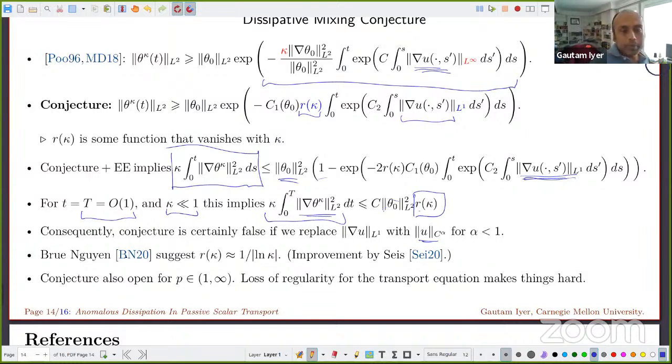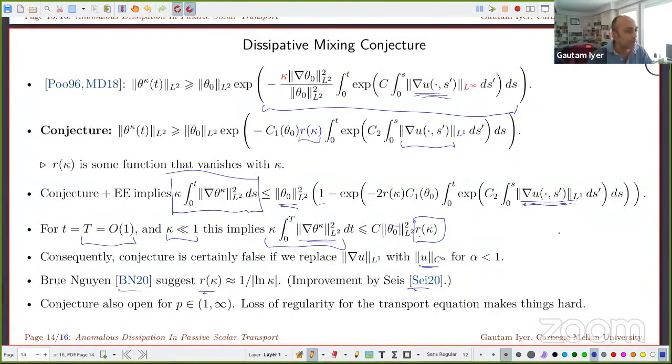There's a nice paper by Brue and Nguyen that suggests that r of kappa should be of order 1 over log kappa. There's also an improvement by Christian Seis. Also, if I put the norm of gradient u in L^p, for any p between 1 and infinity, it is still open. I have no idea what happens. Loss of regularity for the transport equation makes things hard. I don't know what to do. I think I'm out of time, so let me stop here. Thank you.